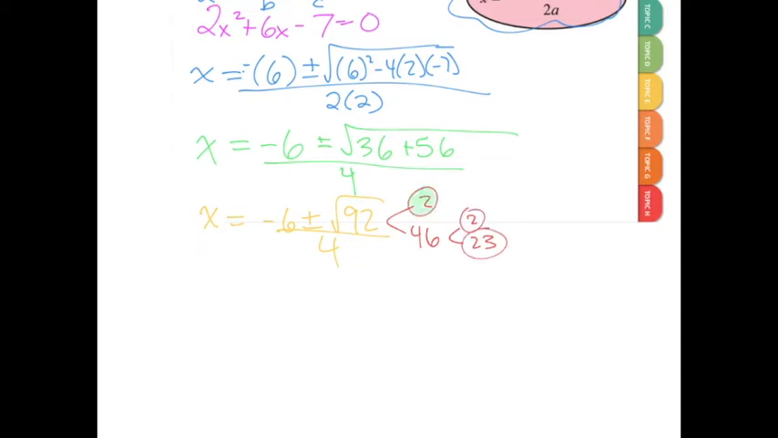I'm going to group them. So the 2's, there's a pair of those. But the 23 didn't have any partners. That's going to be stuck inside the square root. So I'm going to pull 1, 2 out, because when you have the pair, just 1 makes it out, and then the 23 is stuck inside.